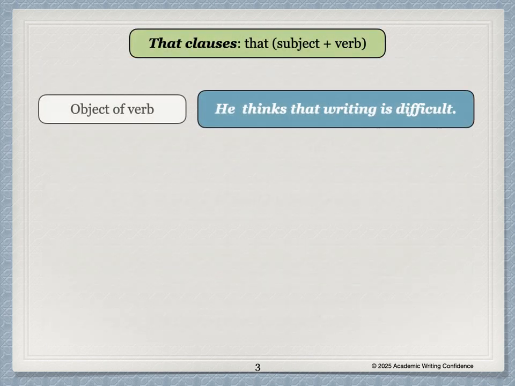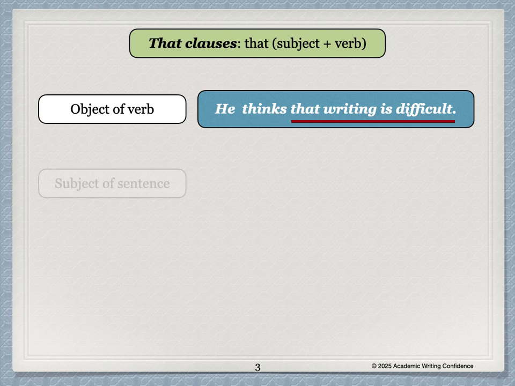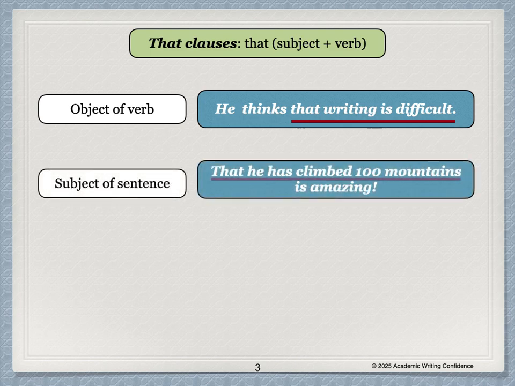That clauses are often the object of the verb in a sentence, as in this example. He thinks that writing is difficult. He thinks what? That writing is difficult. A that clause can also be the subject of a sentence. That he has climbed 100 mountains is amazing.